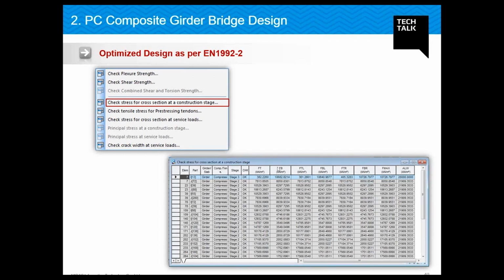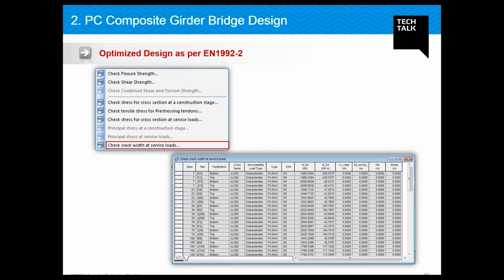So for each different position in the section, we can verify the maximum stress, and it will be verified against the allowable stress. Allowable stress is determined as 70% fck, which is the limit value when the tendon prestressing is transferred.